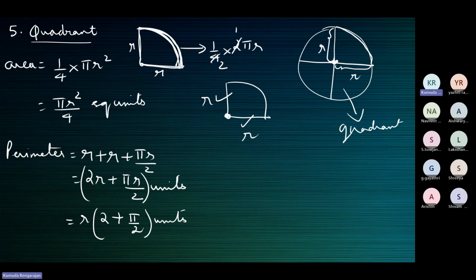This is the center of the circle. So from here to here radius, center of the circle from here to here radius. And the length of this arc is pi r by 2. I showed you here. 2 pi r is the full length. 1 by 4 into 2 pi r. So pi r by 2.